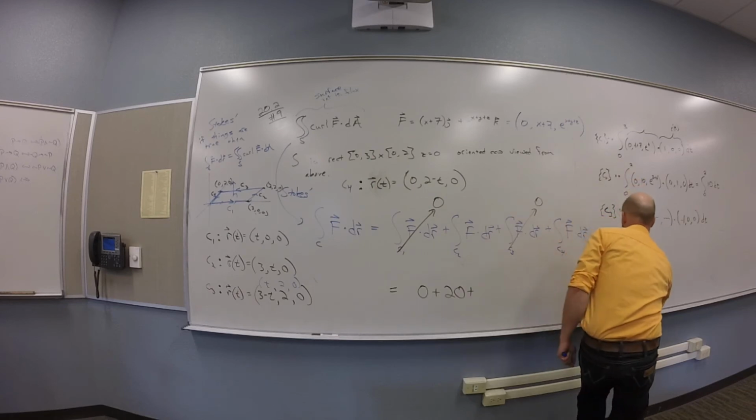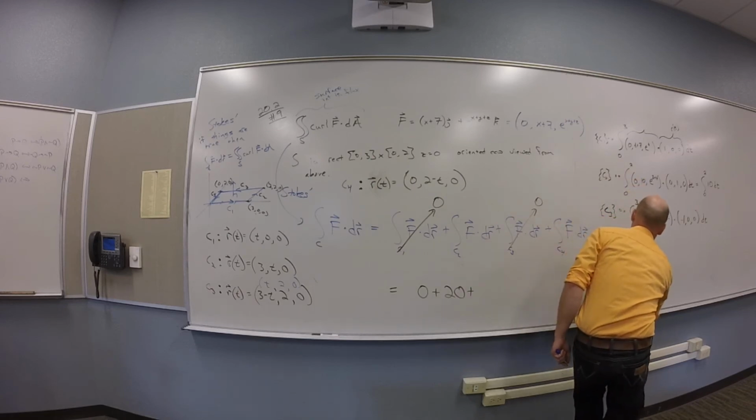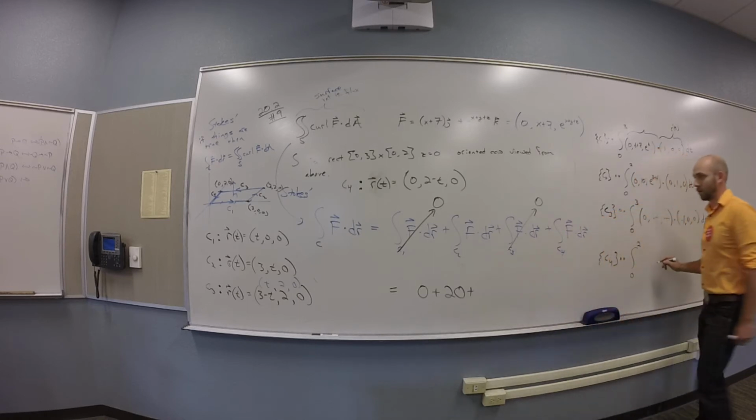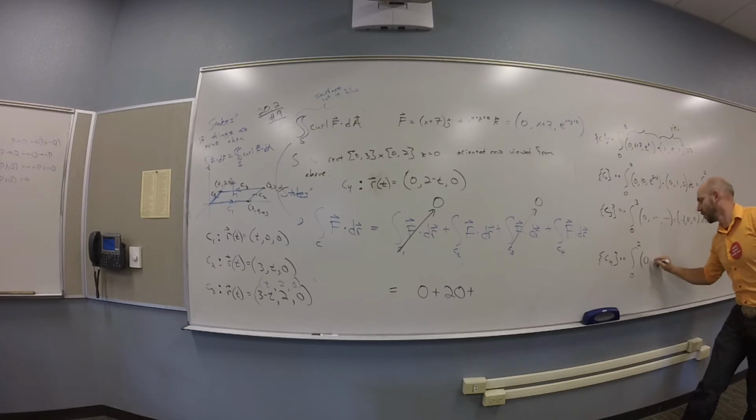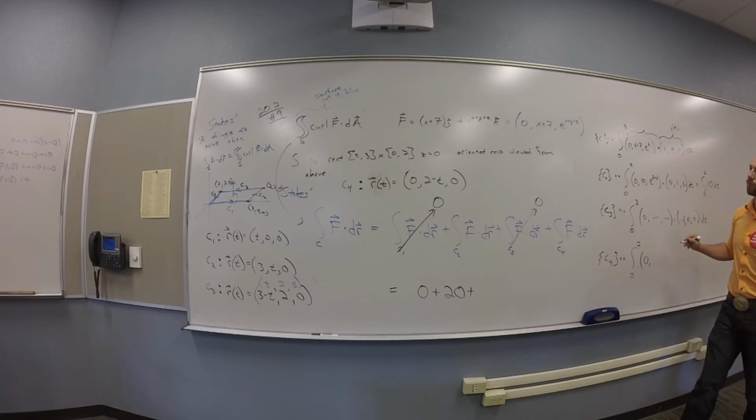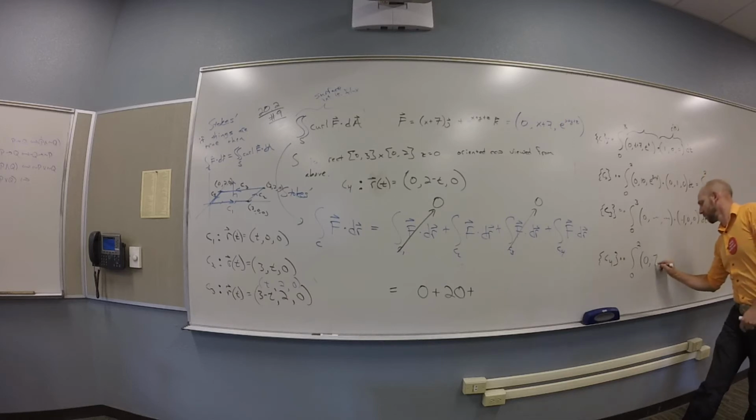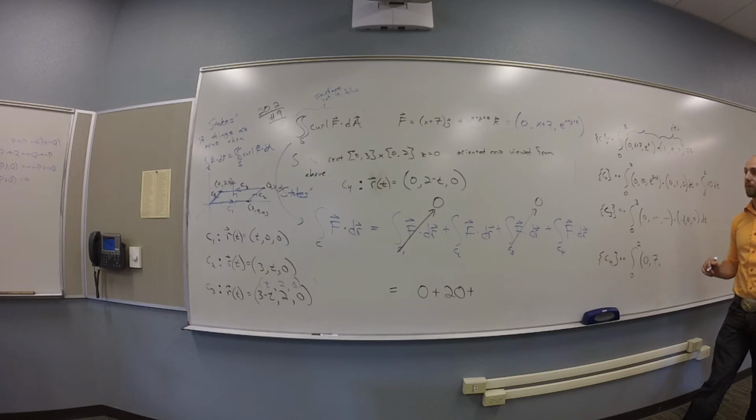All right, so my C4 bit is going to run from 0 to 2. And I got 0, comma, what's your x plus 7 in that? That's just a 7, because x is 0. Then your other bit here? The 2 minus t.